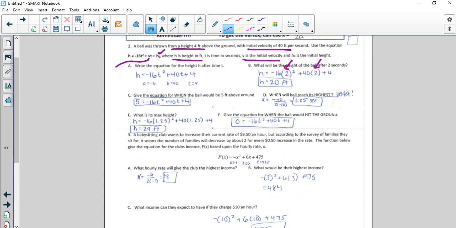All right, C. Given the equation, when will the ball be 5 feet above the ground? So just give the equation. Since it says h is height, you put the 5 there, you're done.